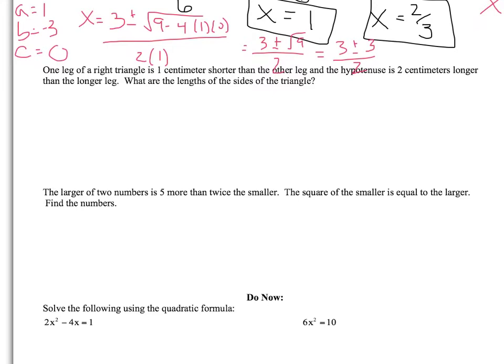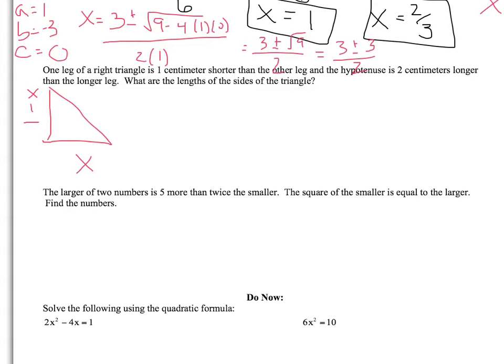I will at least set these up. I don't know how much we'll finish of these. It says one leg of a right triangle. So I'm going to start by drawing a right triangle. One leg of a right triangle is 1 centimeter shorter than the other leg. So maybe I call this leg x, and it says the one is 1 centimeter shorter, so it would be x minus 1.